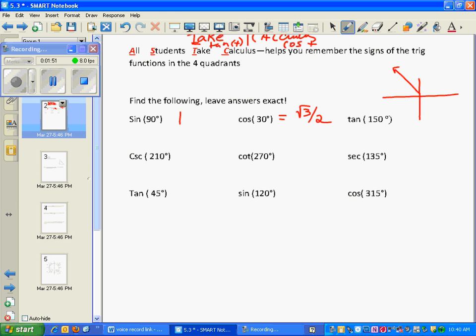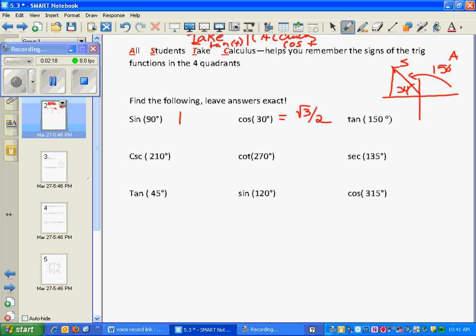Does that make sense? Now, remember we create our triangles. Where do we always draw our triangle to? The horizontal axis or the vertical axis? Horizontal, always to the x-axis. So if this is 150, our reference angle is in here. What is our reference angle?